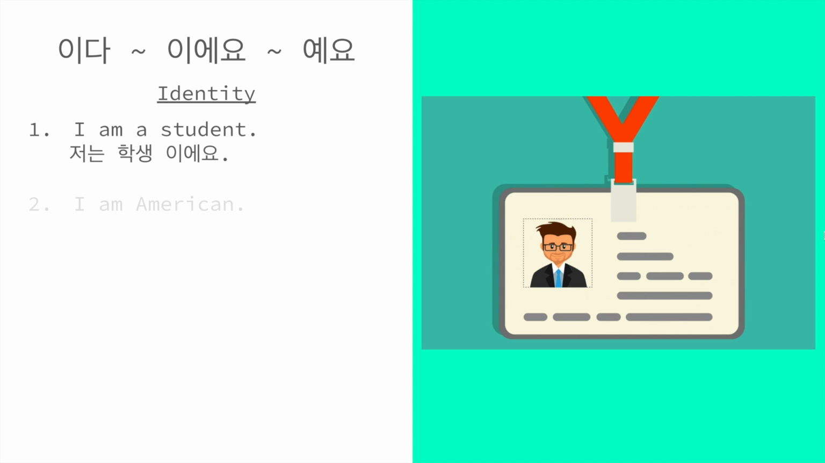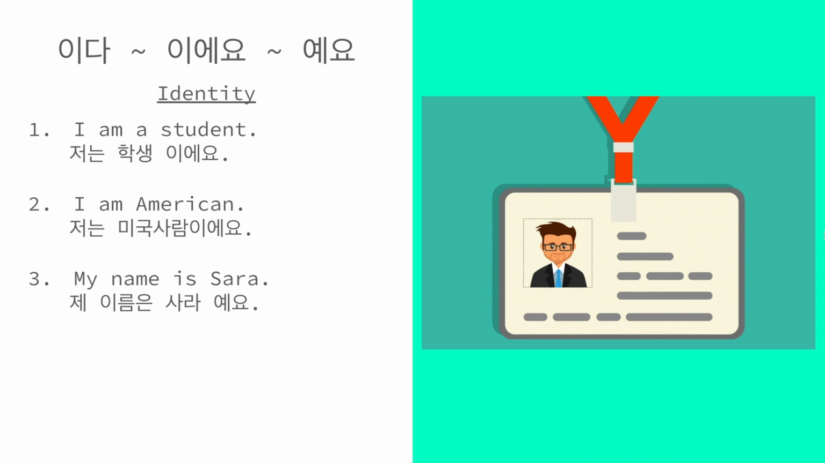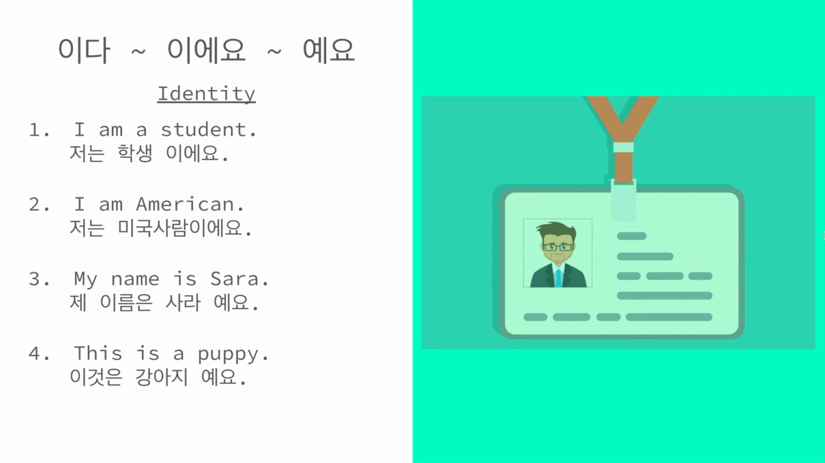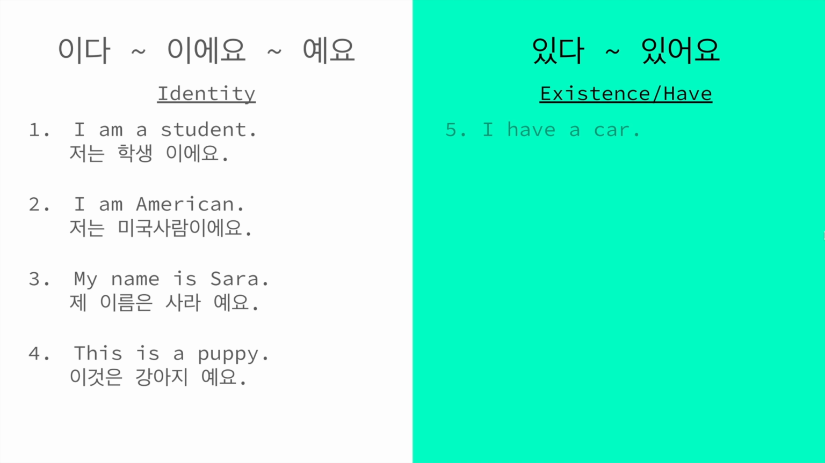Here are some more examples. I am a student. 저는 학생이에요. I am American. 저는 미국 사람이에요. My name is Sarah. 제 이름은 사라예요. This is a puppy. 이것은 강아지예요. I have a car. 저는 차가 있어요.